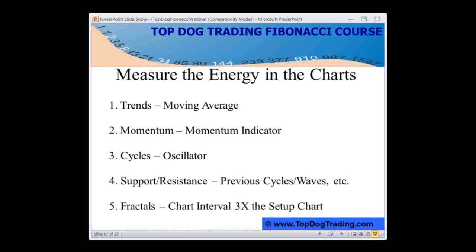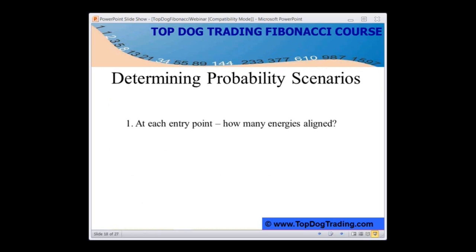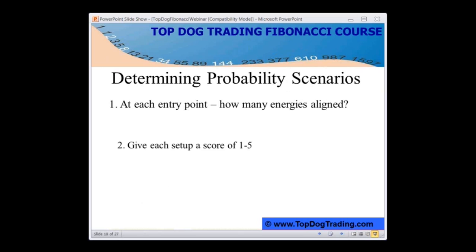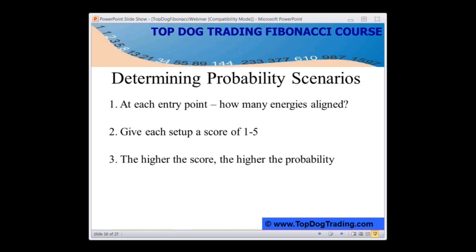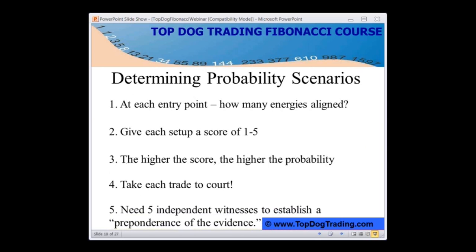And that just means I'm looking at the next higher time frame and using multiple time frames to trade, which is a very common practice, but very, very important. As I said, this is all about determining a probability scenario. So all I do is at each potential entry point, I ask how many of those 5 energies are aligned. I give this trade a score of 1 to 5. Obviously, the higher the score, the higher the probability. And what I'm really doing is saying I need 5 independent witnesses to establish a preponderance of the evidence.